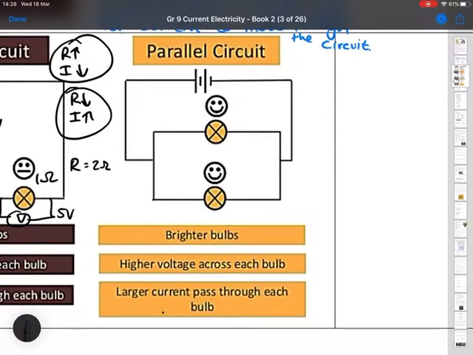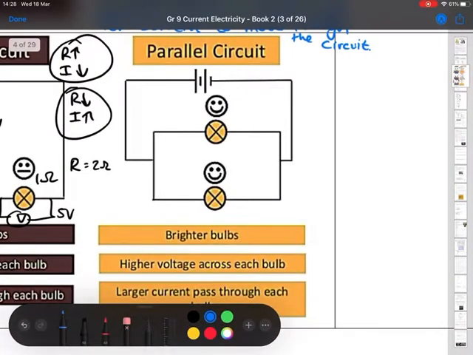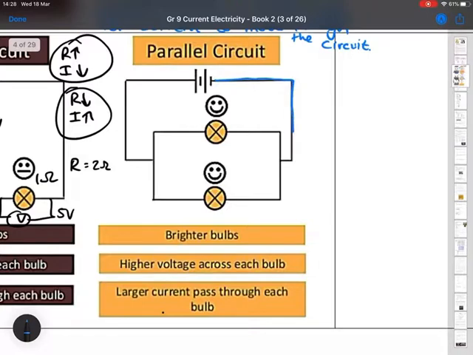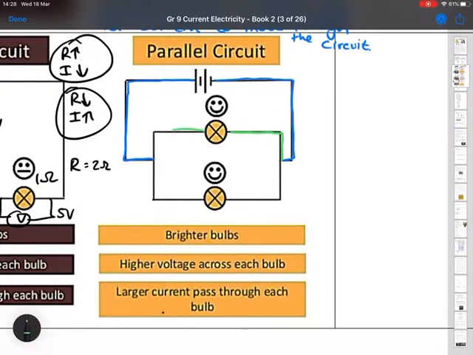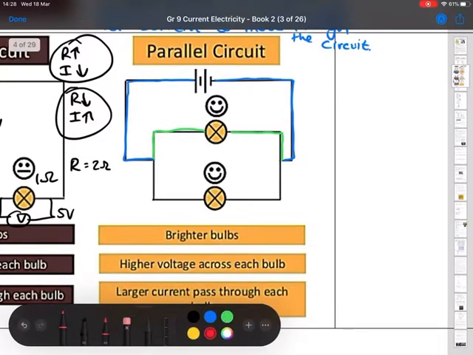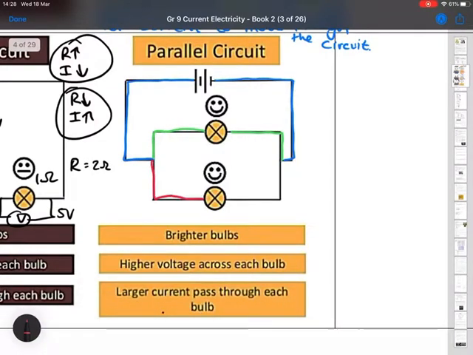Okay. In a parallel circuit, remember we've got 2 paths for the current to take. So all of the current's going to go along the blue. Anywhere along that blue line, the current would be the same. But it's going to split, and some's going to go along the green line, and some's going to go along the red line. Okay.